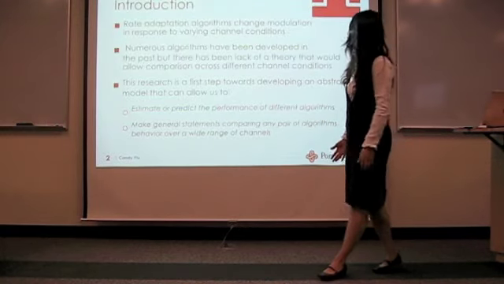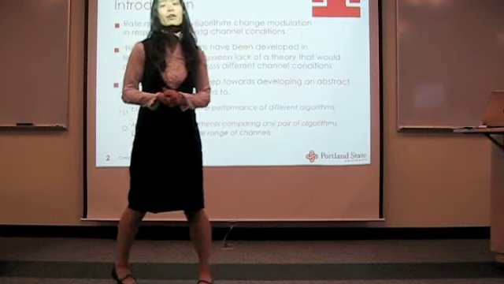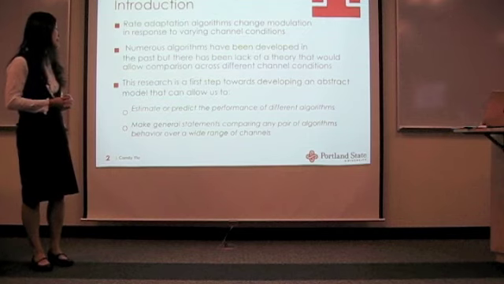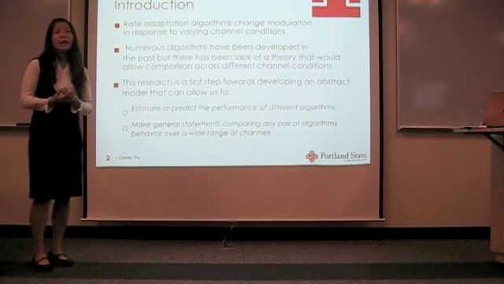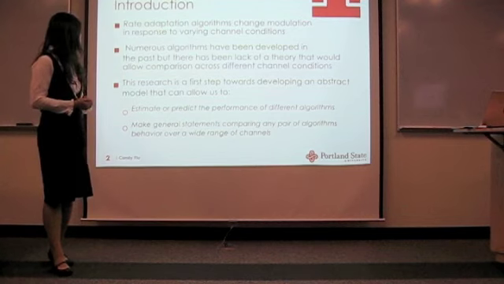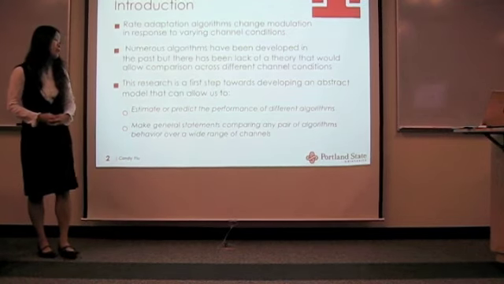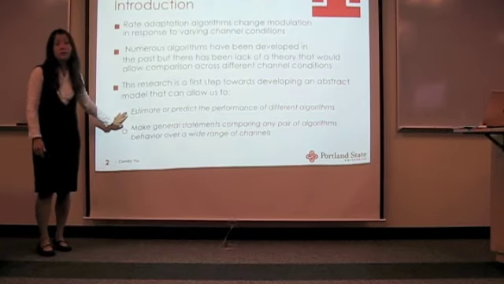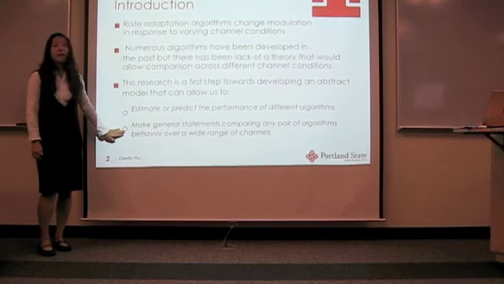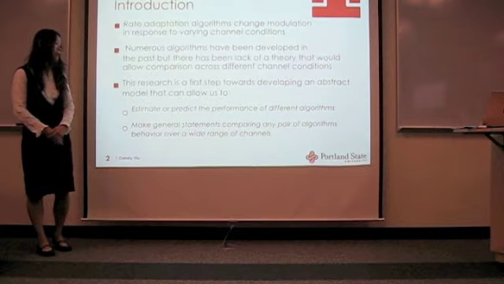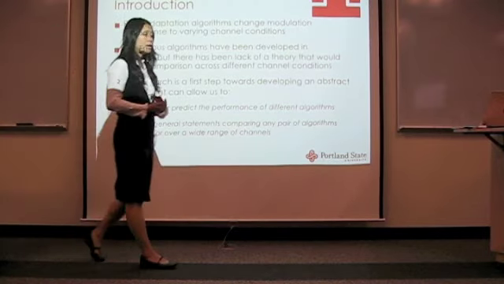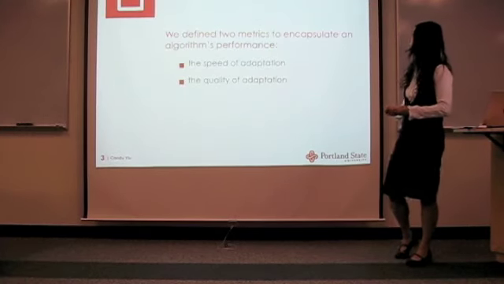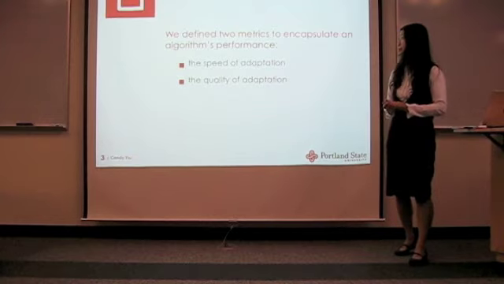Rate adaptation algorithms change modulation in response to different channel conditions. There have been a lot of rate algorithms developed in the past, but there's a lack of theory on how we can compare them in different channel conditions. So this research is the first step towards developing an abstract model to allow us to estimate the performance of different rate algorithms, and also to allow us to make general statements comparing a pair of algorithms' behavior in different channel conditions. So we first define two metrics to encapsulate rate algorithms' performance.